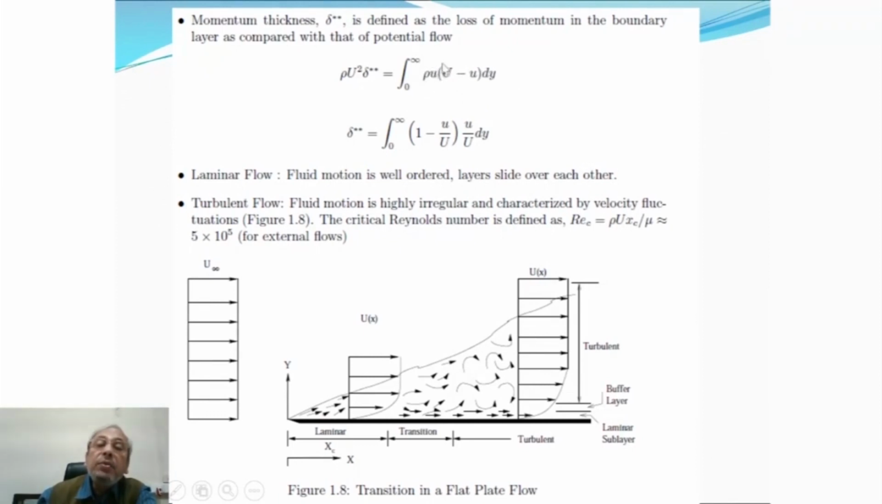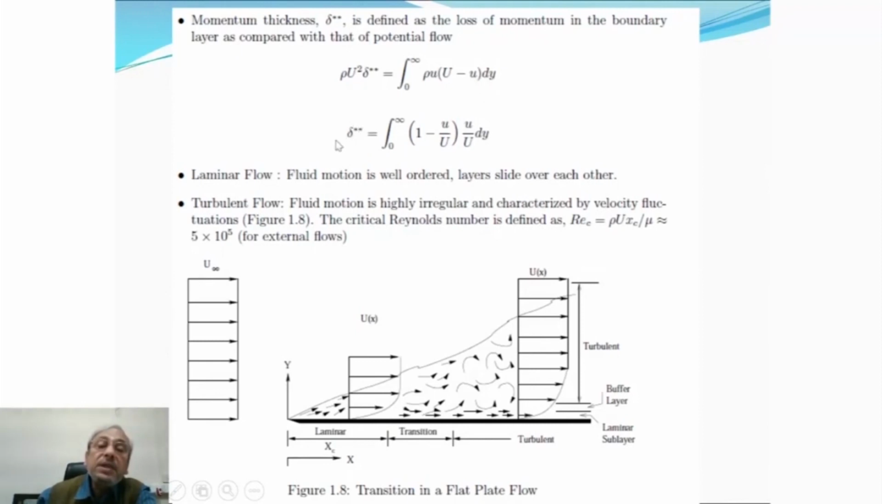So rho U into flow area, that becomes the volume into rho, mass, and this is the velocity. So this is the momentum, U minus u. So 0 to infinity, rho lowercase u, uppercase U minus lowercase u, into dy.